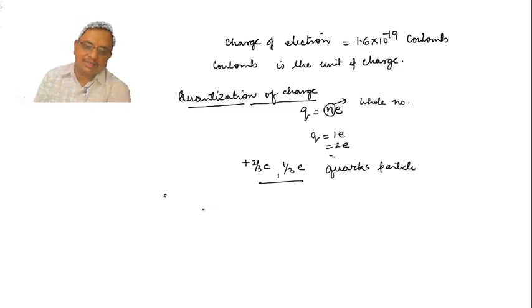Additive nature means whatever charge there is gets equally distributed on each other. This is all about the charges.